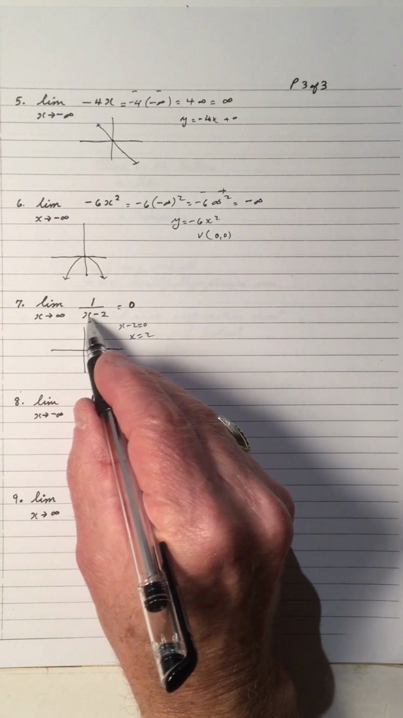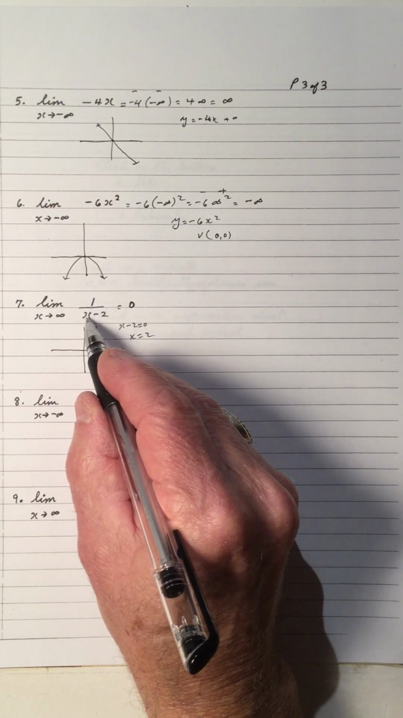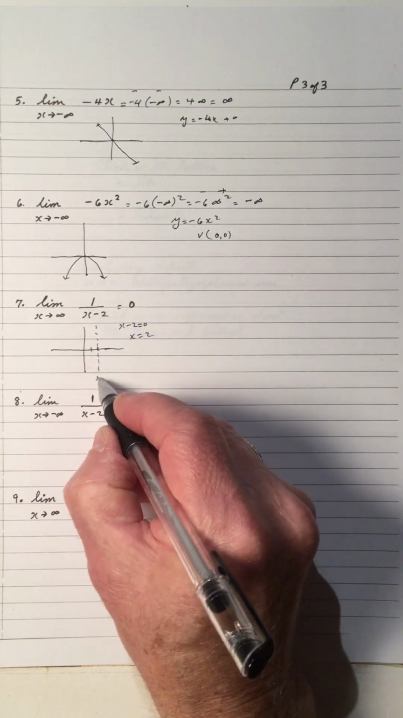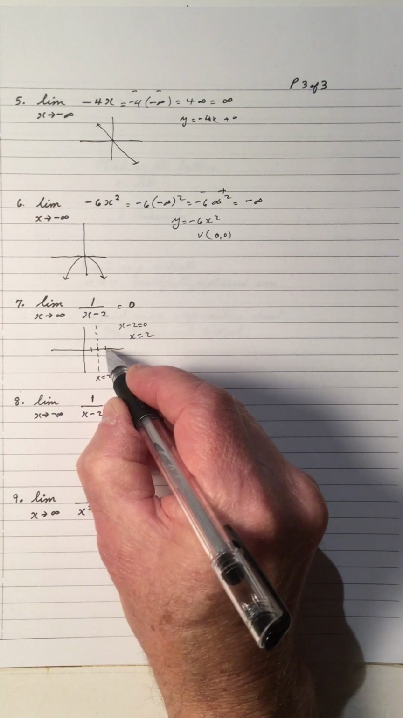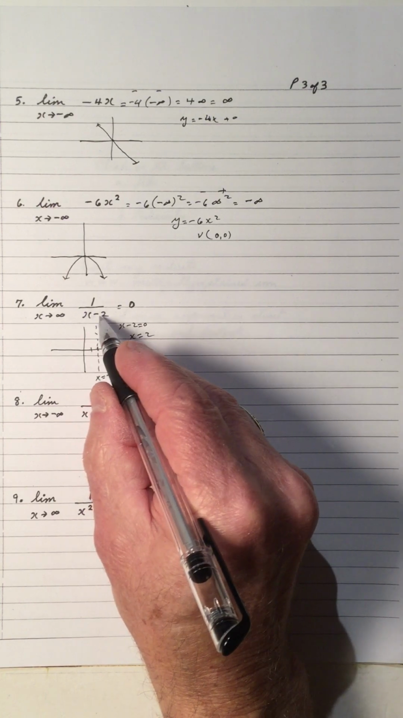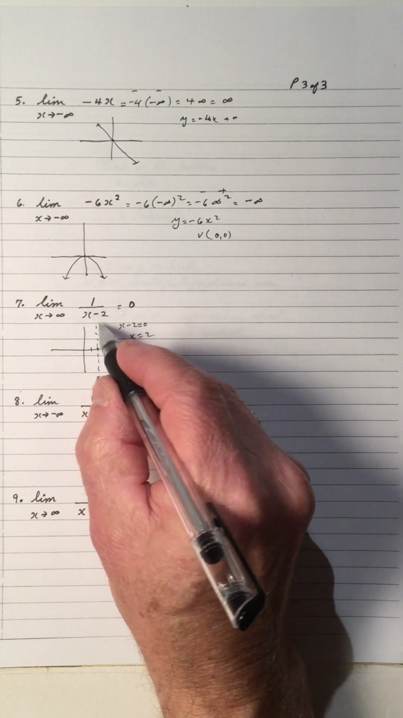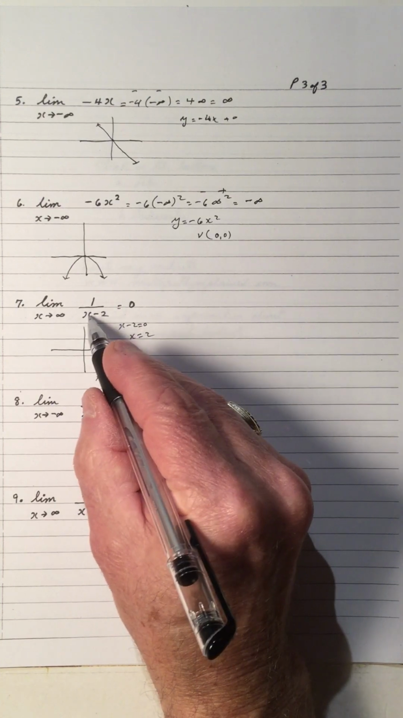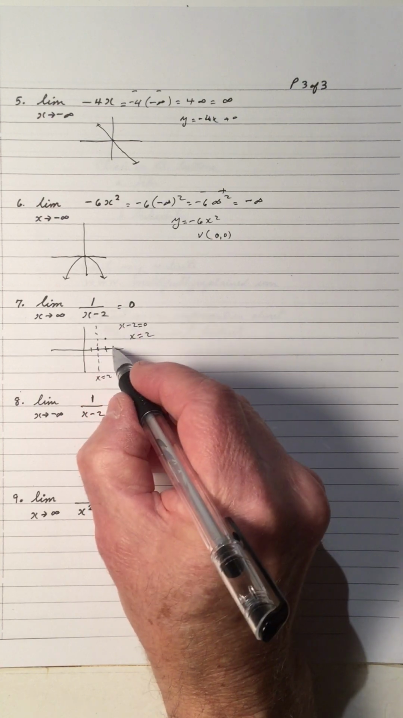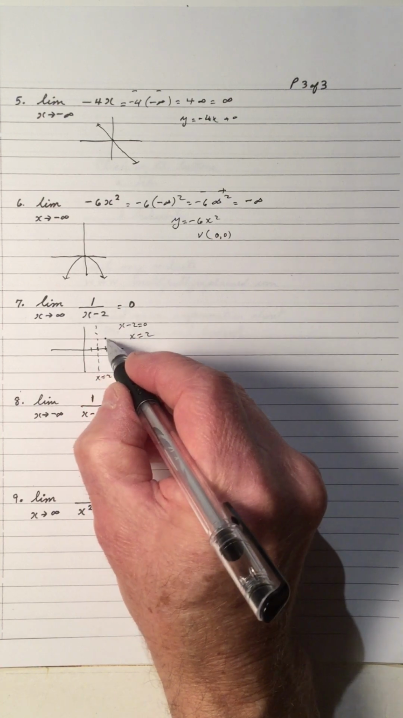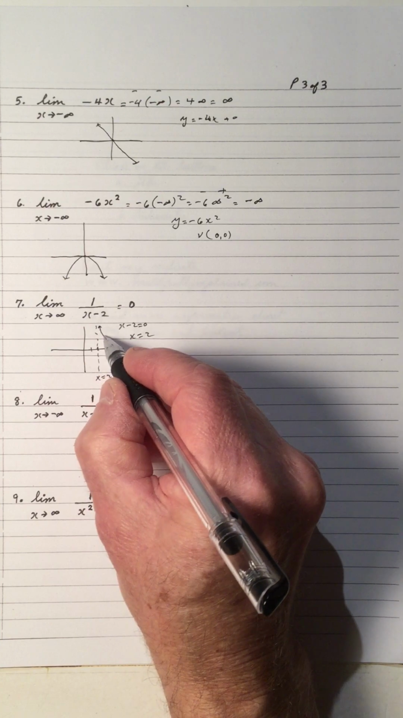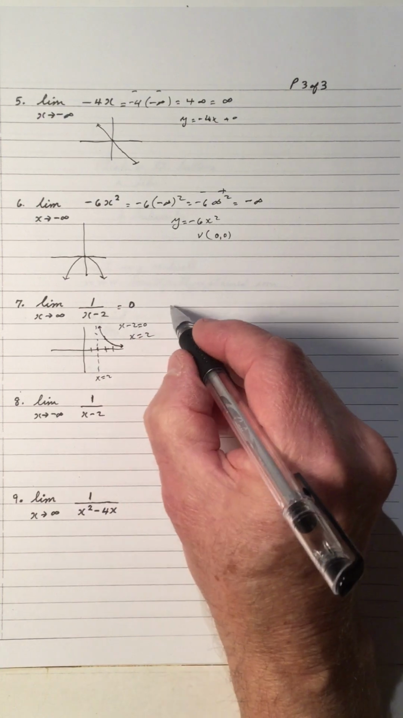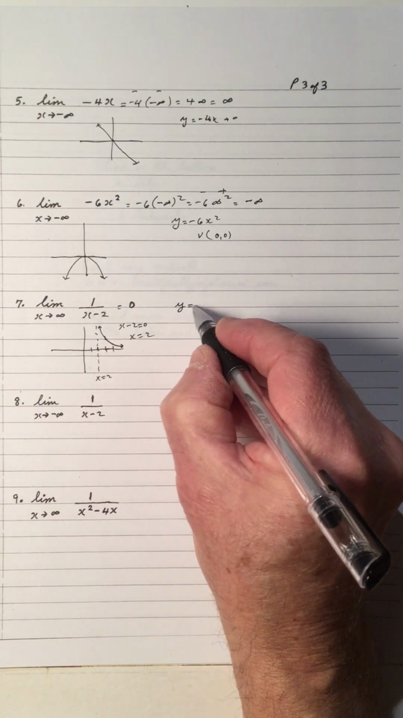Again, as the denominator gets larger and larger, 1 over that number approaches 0. So we have x equals 2. Let's take a number on this side, which is 3. 3 minus 2 is 1, so 1 over 1 is 1. So when x is 3, y is 1. Let's take 4. 4 gives me a 2, so it gives me a half. So it goes toward like this. So the limit is a horizontal asymptote, and the horizontal asymptote is y equals 0.